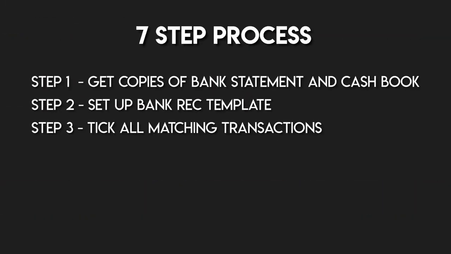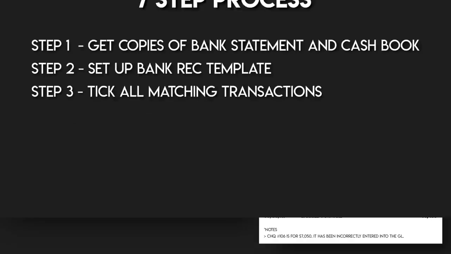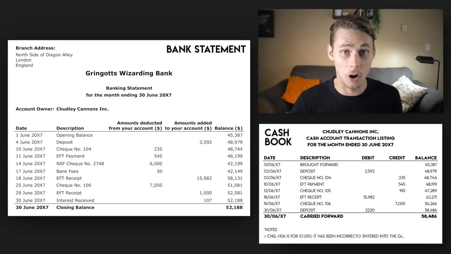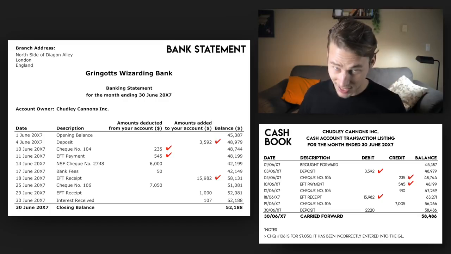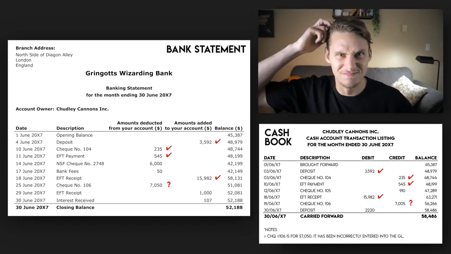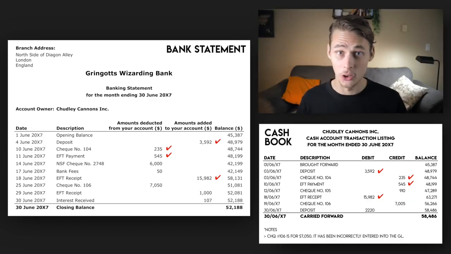Tick all of the matching transactions in the bank statement and cash book. These all agree with each other already, so we're going to tick them off so we don't include them in the bank reconciliation. A quick glance over the statement shows us that we can see a deposit of $3,592 in the bank statement and cash book. Check 104 for $235 also appears in both reports, as does the EFT payment for $545. And last but not least, we have the EFT receipt for $15,982. Check number 106 also appears in both statements, but the amounts are different. We'll revisit that one. Moving swiftly on to step number 4.